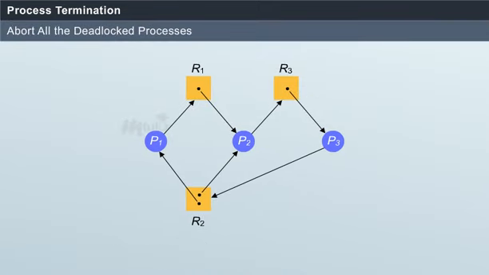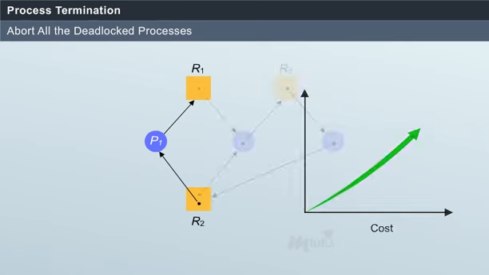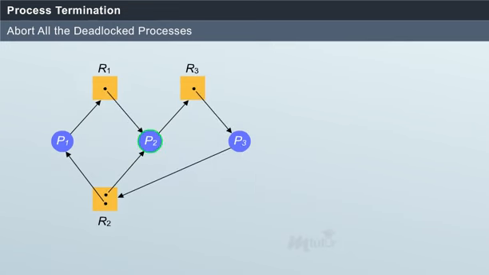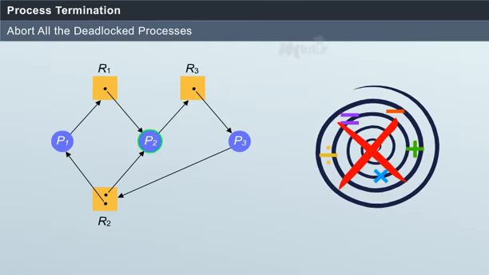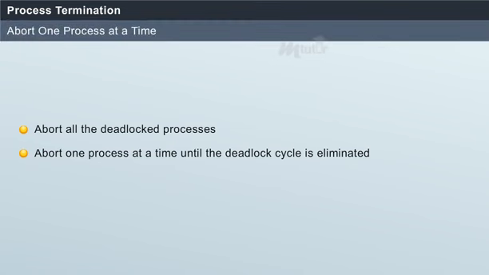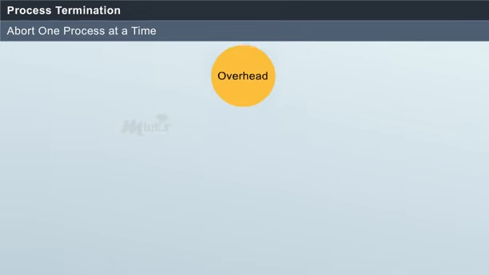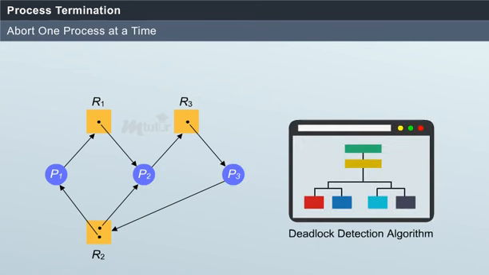In this technique, all the deadlocked processes are terminated to break the deadlock cycle, but this may increase the cost. Also, if any process that is running for a long time is terminated, then all the computation will be discarded. The next technique is abort one process at a time until the deadlock cycle is eliminated. This technique includes an overhead because after aborting each process, a deadlock detection algorithm should be invoked to check whether any processes still exist in a deadlocked state.